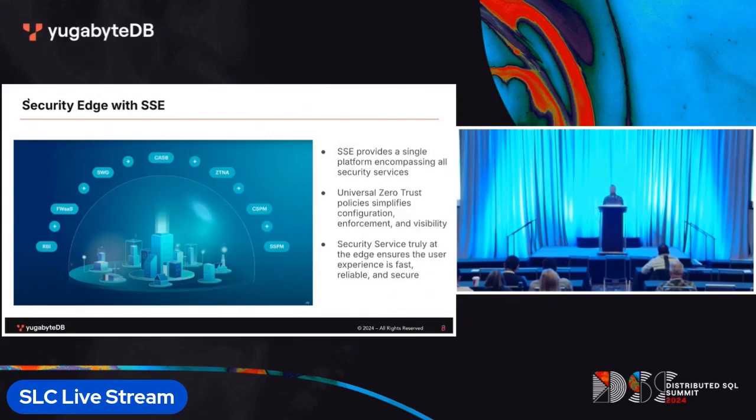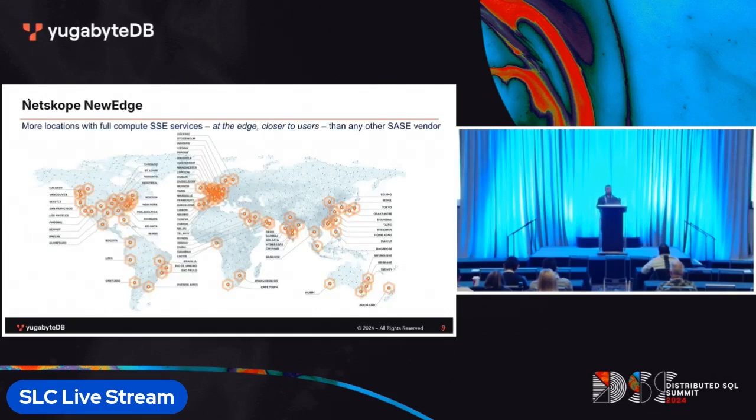What SASE does is it collapses all of these critical security functions into a secure edge and allows all of these security applications to run on the edge, closest to the users and the SaaS providers, which provides a fast, reliable user experience without compromising security. So none of this would be possible without a private cloud infrastructure that can actually run on the edge and run all of these security services.